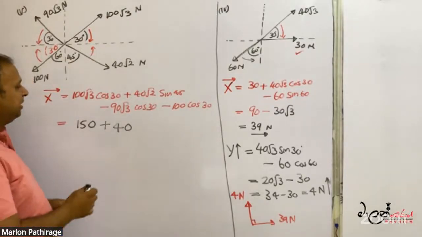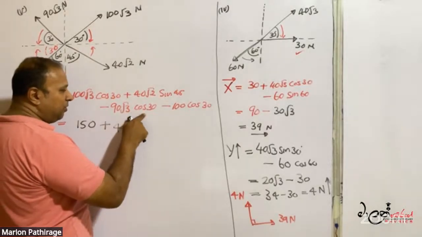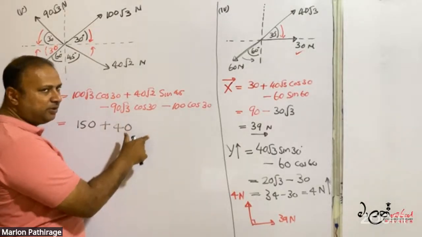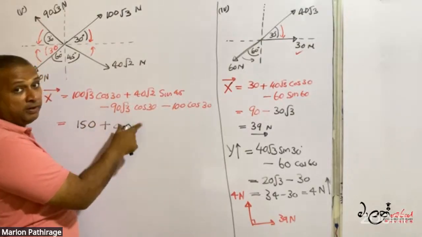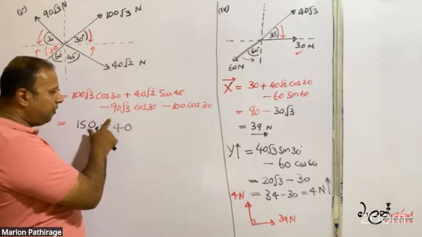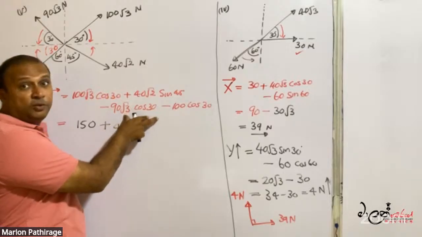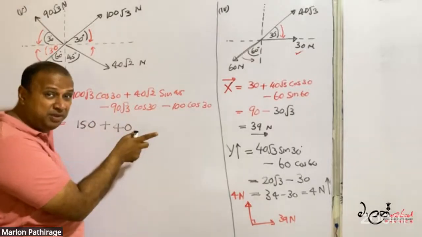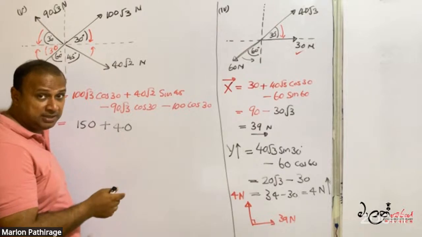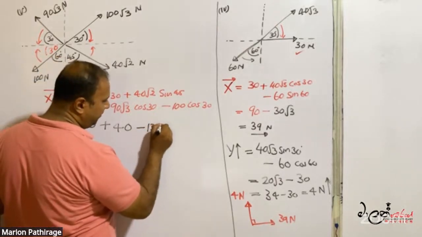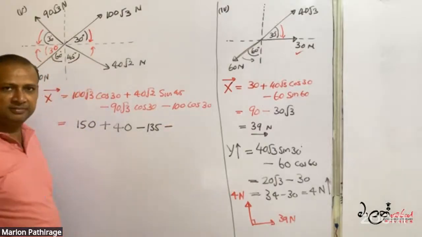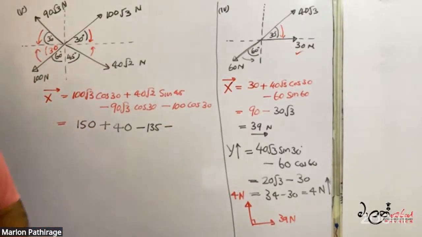Then 90 root 3 cos 30 means again root 3 over 2. 90 divided by 2 is 45. Put 45 into root 3 into root 3, which means 3. 45 into 3 means 135. Minus 135.